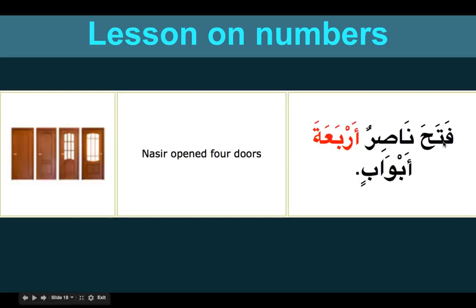Fataha nasirun. Nasir opened how many doors here? Arba'ata abwabin. The number can take fatha, damma, kasra depending on its position. Here it is maf'ulun bihi, that's why it's fatha. Wa huwa mudaf, and abwabin is mudaf ilayhi. So we need to know everything in a sentence: why it is fatha, why it is damma, and why it is kasra.